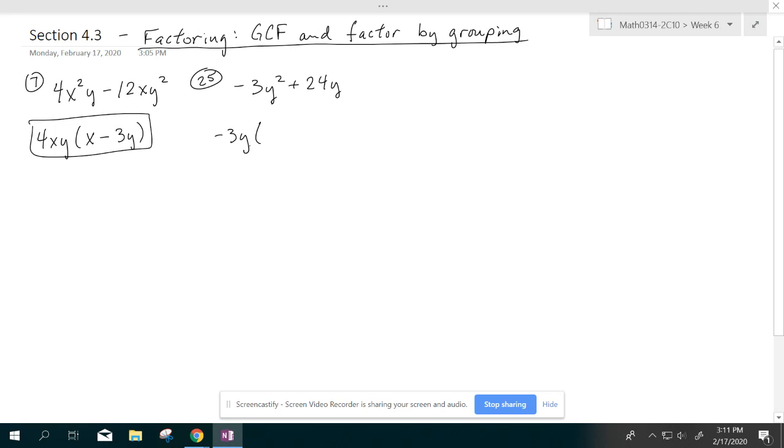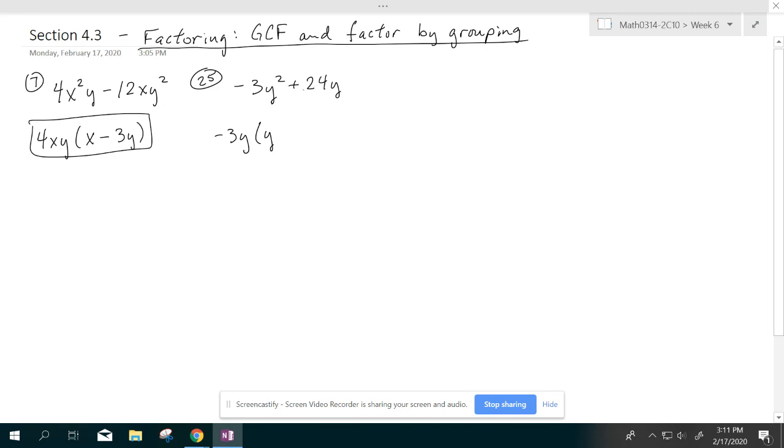Did y'all hear me say the lead term needs to be positive? And so if it's not, you're going to need to factor out a negative. Affirmative? Here we go. Negative 3 divided by negative 3 makes a positive 1. Y squared, take away y, leaves me a y.